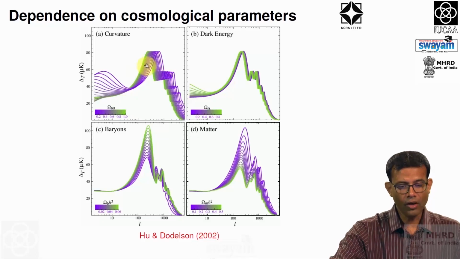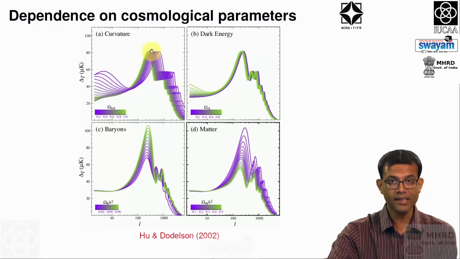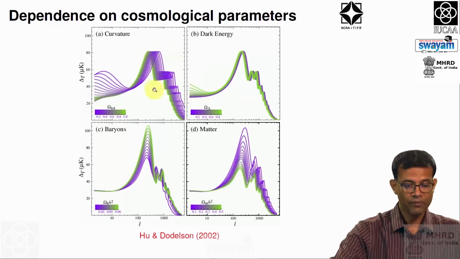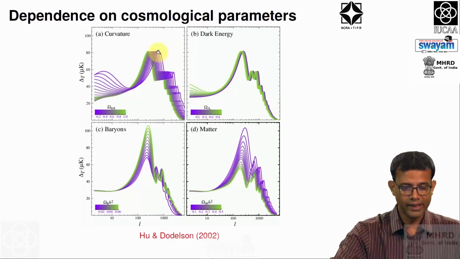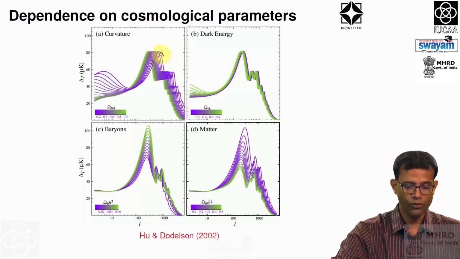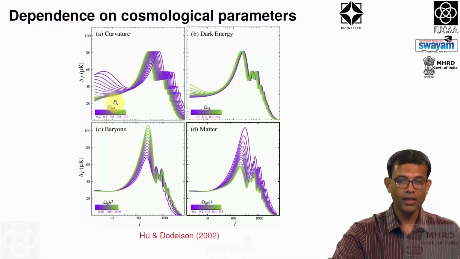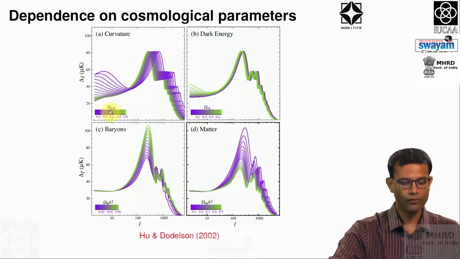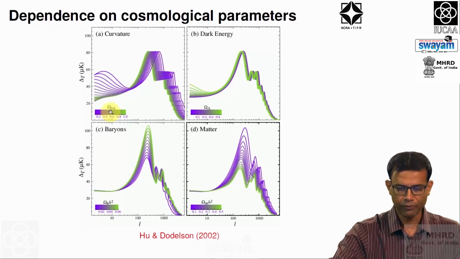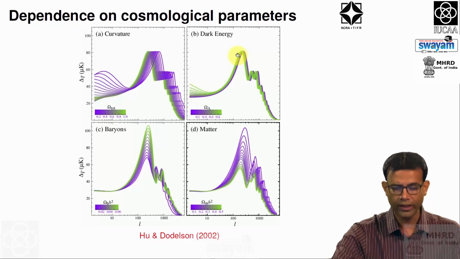So, you can see depending on whether there is curvature or not, the location of the first peak changes drastically. This is something I was discussing just a few slides back. The location is determined by the angular diameter distance, and that actually depends on whether you are living in a flat universe or a curved universe. So, if one can constrain the location of the peak quite accurately from CMBR observations, one immediately gets a constraint on what could be the range of allowed values of omega total, or the curvature parameter. You can see the dependence on dark energy. Now, for dark energy, the dependence is relatively weak.